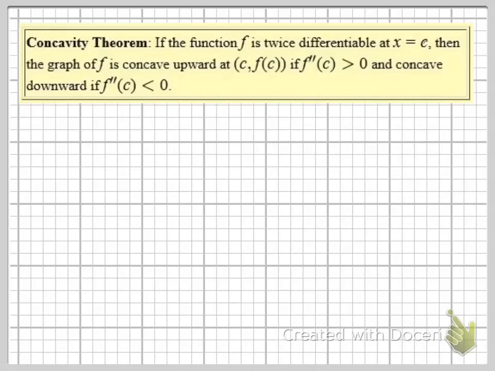Okay, in this video we are going to study the concavity theorem. As you can see, the concavity theorem says that if the function f is twice differentiable at x equals some number c, then the graph of f, your function, is concave upward at (c, f(c)) if f double prime of c is greater than 0, and concave downward if f double prime of c is less than 0.